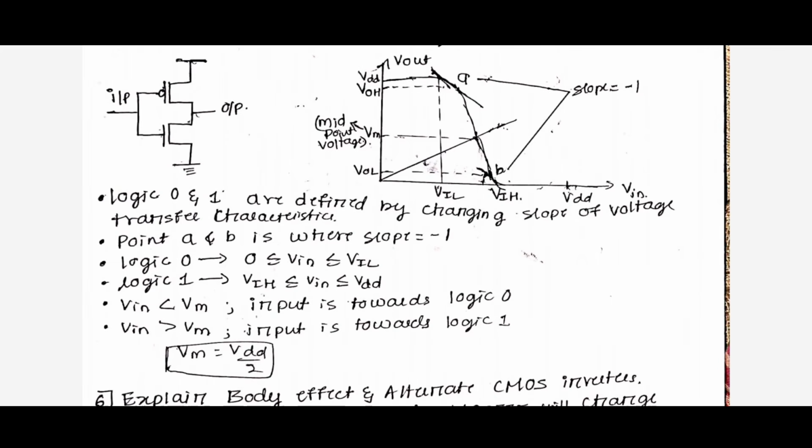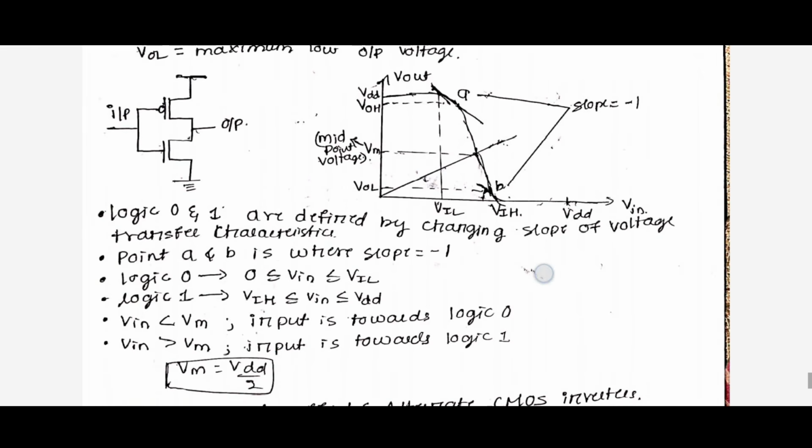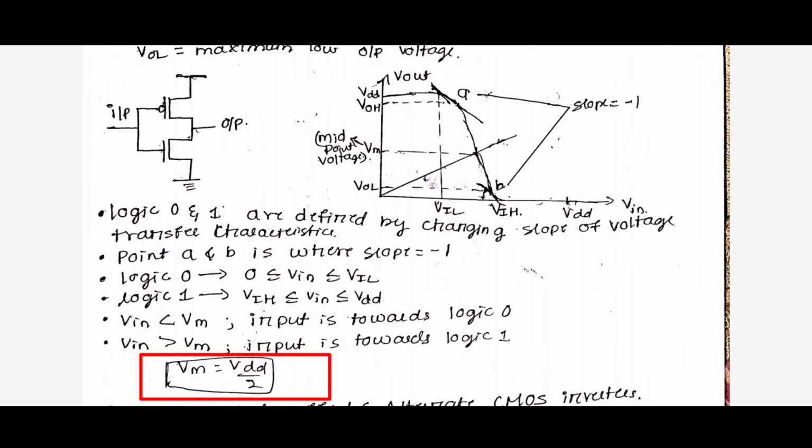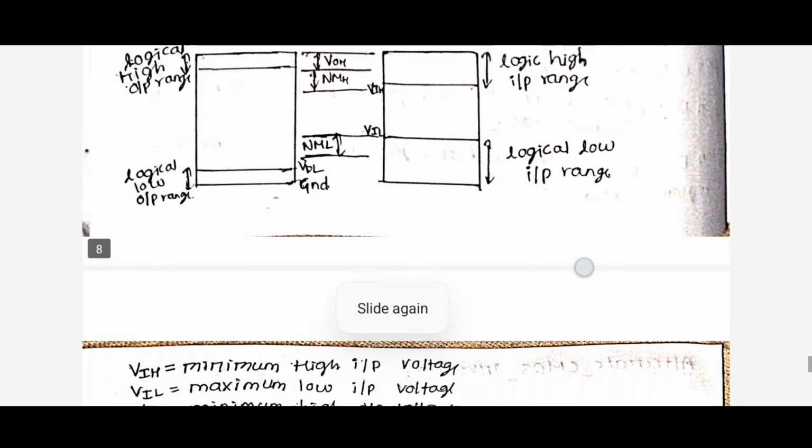So we can say that Vin less than Vm means the input is towards logic 0. Vin greater than Vm means the input is towards logic 1. So we can say that Vm equals VDD by 2. So this is all about the noise margin.